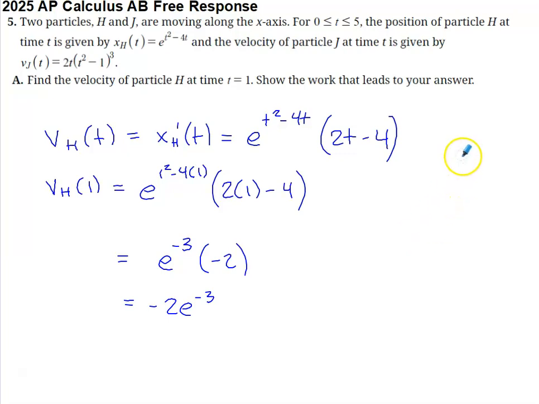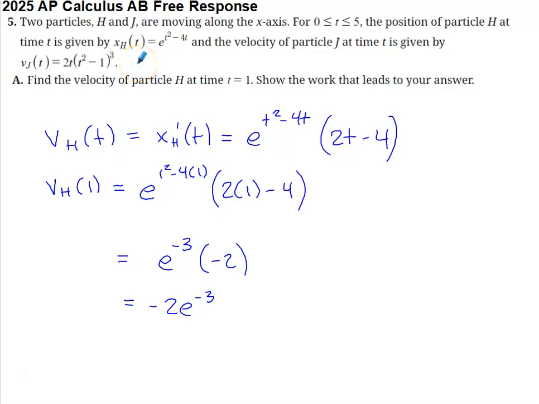Problem 5 from the 2025 AP Calc AB free response set. Non-calculator question here says we've got two particles, h and j, moving along the x-axis. On the interval 0 to 5, position of particle h at time t is given by x sub h of t. And the velocity of particle j at time t is given by v sub j of t.